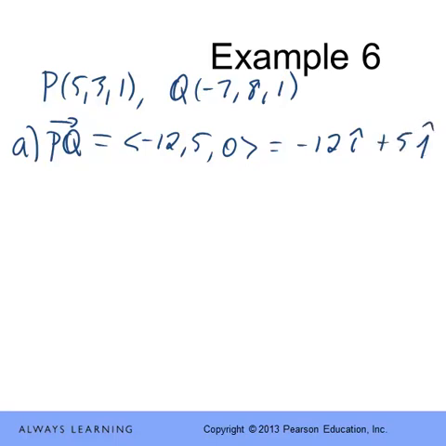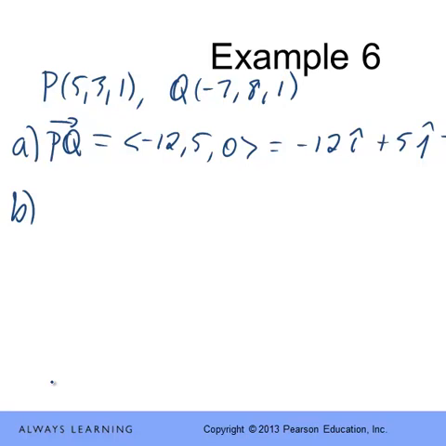Now, it's up to you whether you want to put in a 0 k hat here or just leave it off. In some instances, you want to have the 0 k hat for completeness. In other contexts, it's okay for you to leave it off. But to indicate that we're working in 3 dimensions here, sometimes it's better just to leave the 0 k hat in there for completeness.